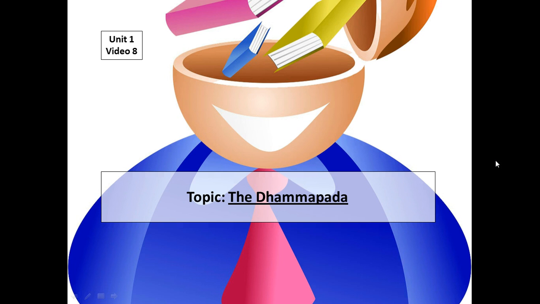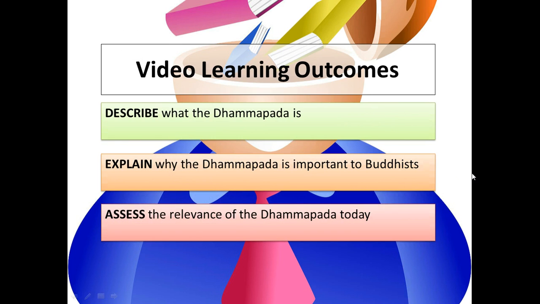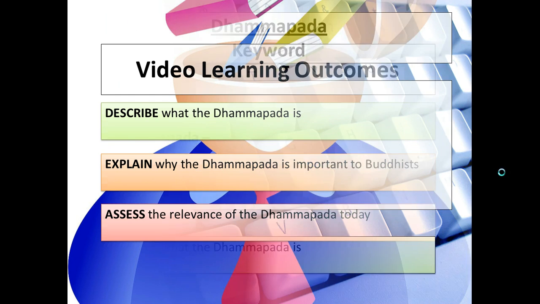Hi everyone, this is video number 8 of your GCSE Buddhism revision for Unit 1. The topic is the Dhammapada. So our learning outcomes for this video are to be able to describe what the Dhammapada is, explain why the Dhammapada is important to Buddhists, and assess the relevance of the Dhammapada today.